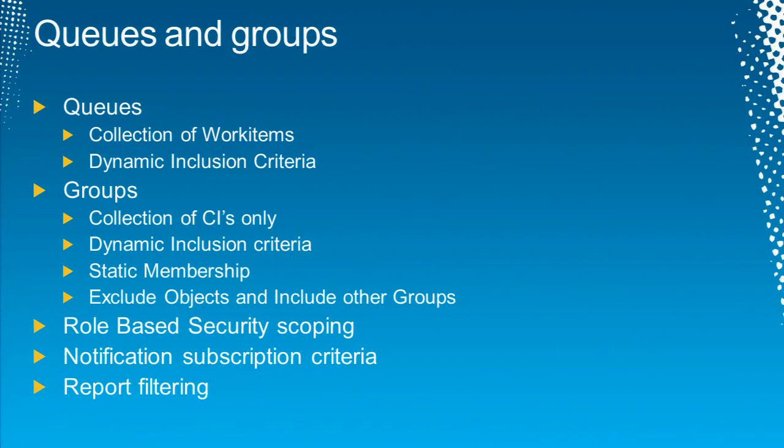But before doing that in Service Manager, let's have a look at the queues and the groups. The big difference between queues and groups is that we will use queues as a collection of work items. A work item can be an incident, a change request, a problem, and so on. Now, a group is a collection of configuration items, like the coffee machine.